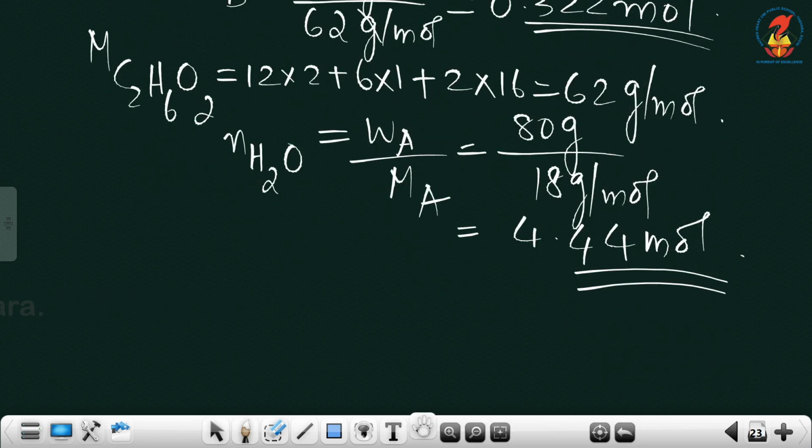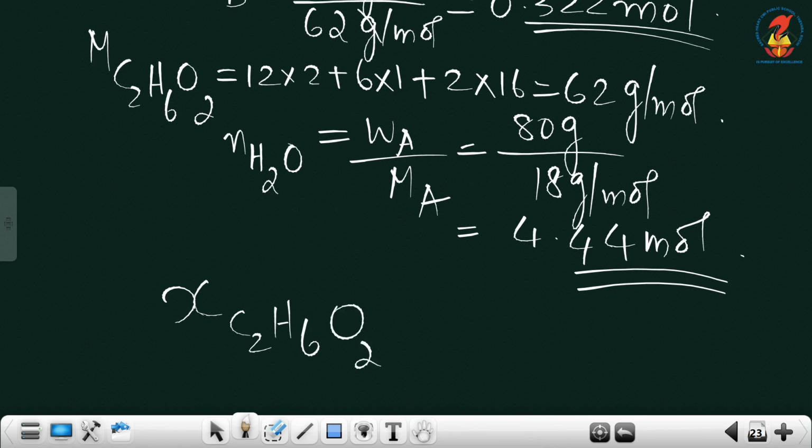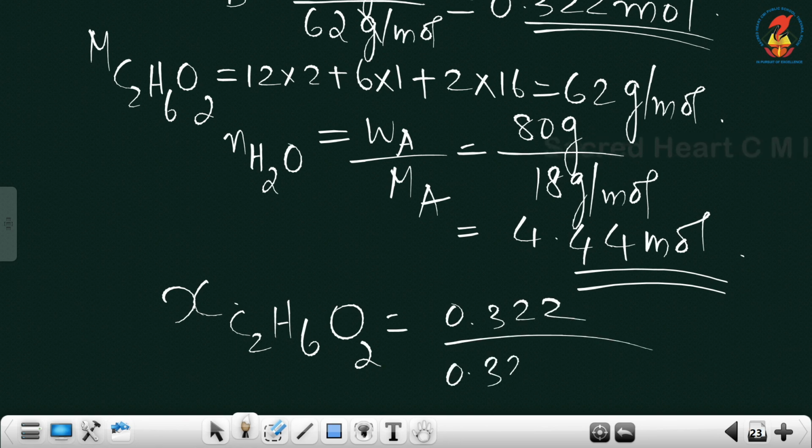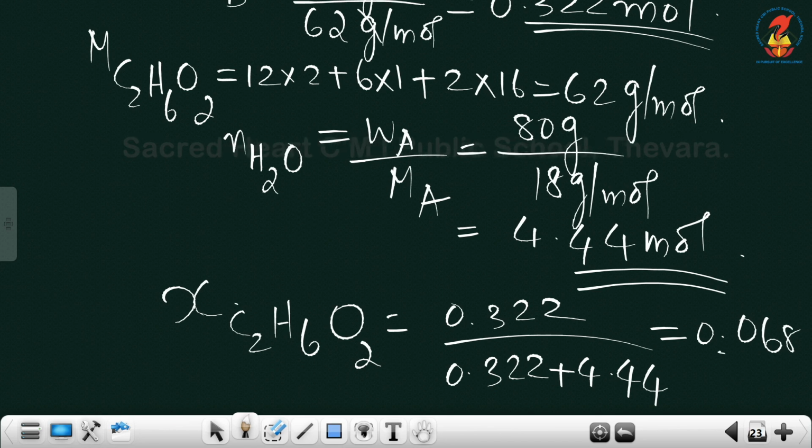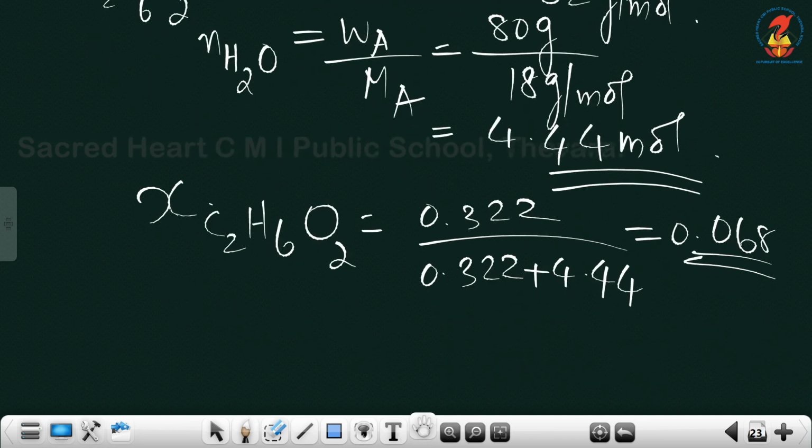So X of C2H6O2 will be equal to 0.322 divided by 0.322 plus 4.44, which is equal to 0.068. Now you got the ethylene glycol mole fraction.